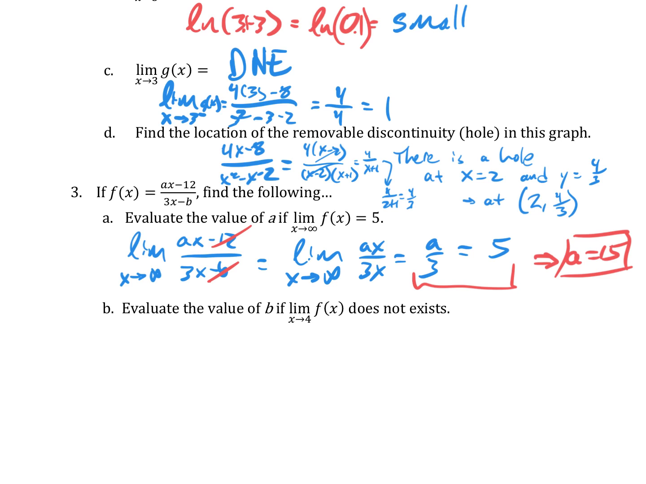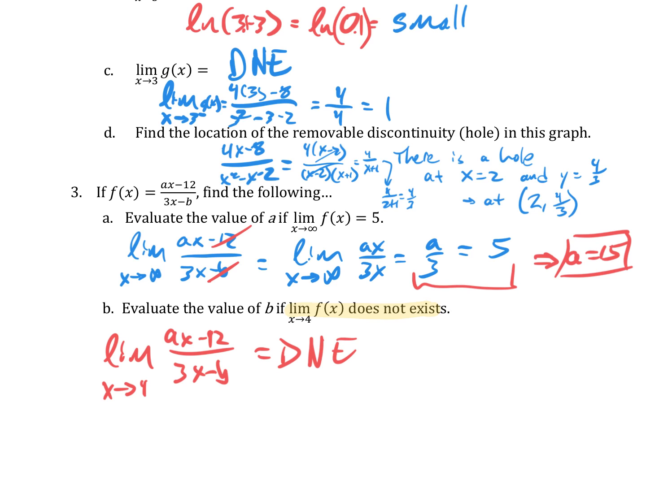All right, what about if we know that the limit as x goes to 4 does not exist? All right, let's pick a different color. There we go. All right, well, so we're saying the limit as x goes to 4 of ax minus 12 all over 3x minus b does not exist. Well, we got to ask ourselves, what would cause a limit to not exist? This is a rational function. And so if we have a non-removable, let's back up, vertical asymptote, which means that the bottom goes to 0.